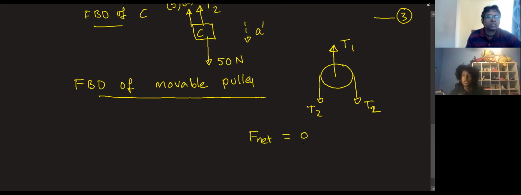It doesn't have any mass, so you can say that. See, the mass is really, really small, or we are ignoring it. So mass times acceleration is almost zero, and the net force in the vertical direction is zero.